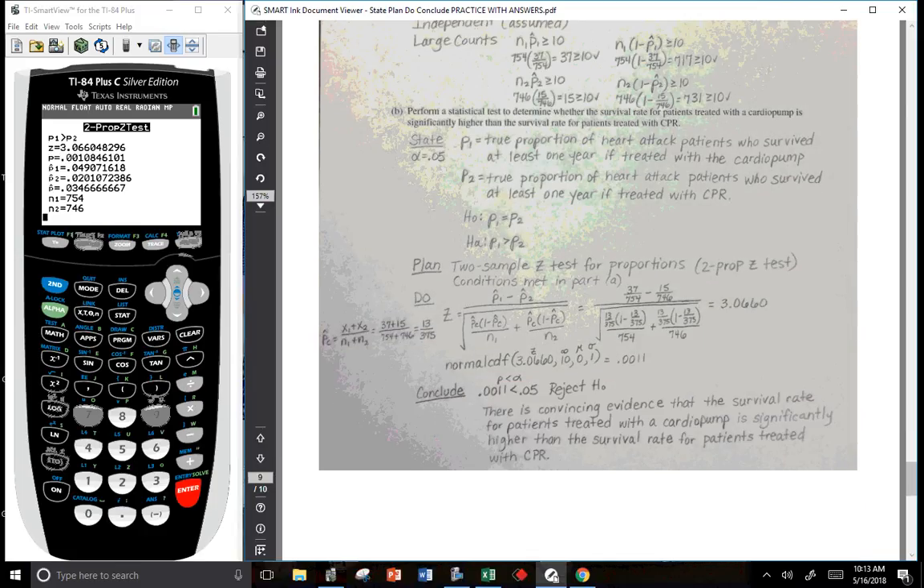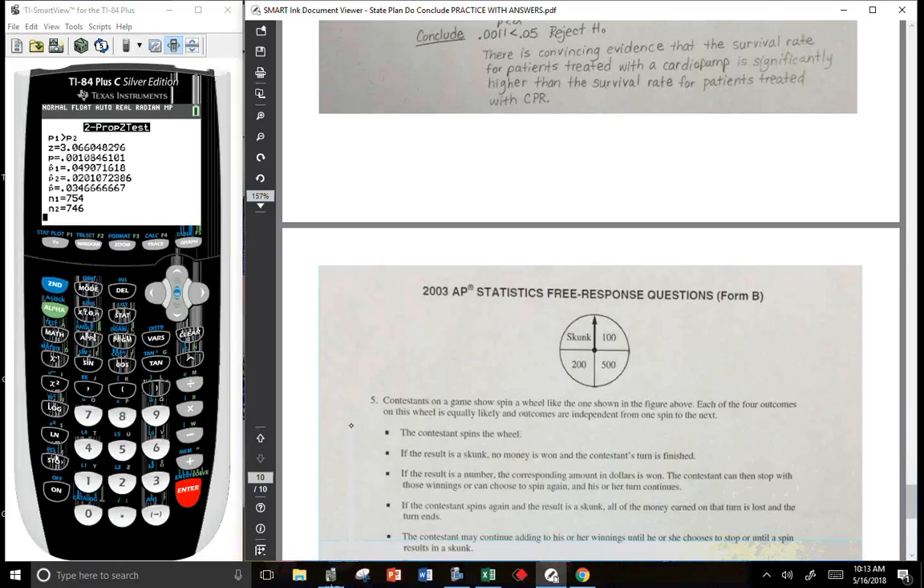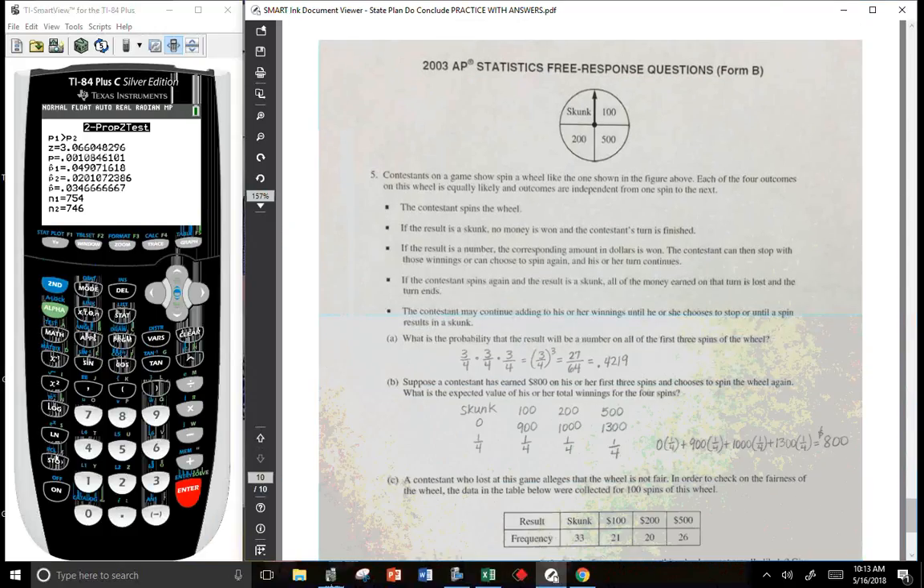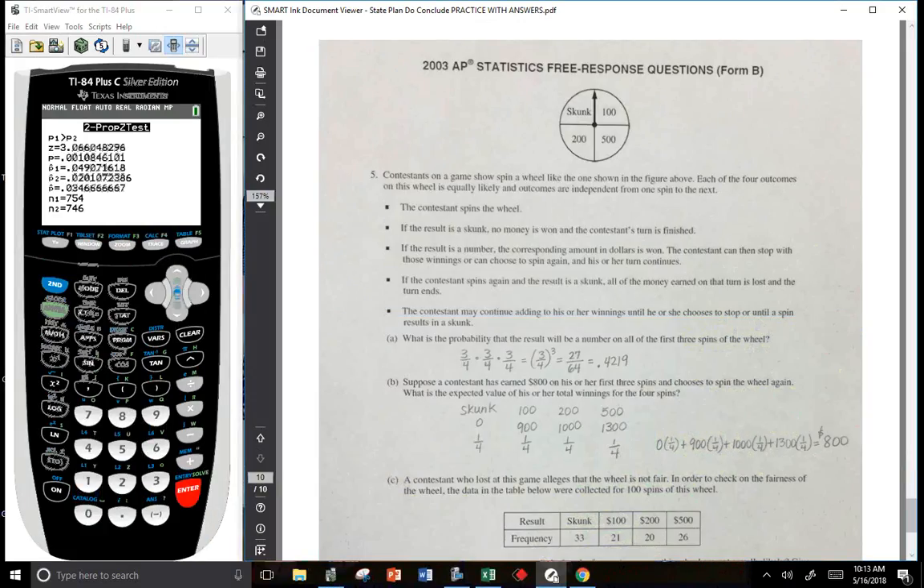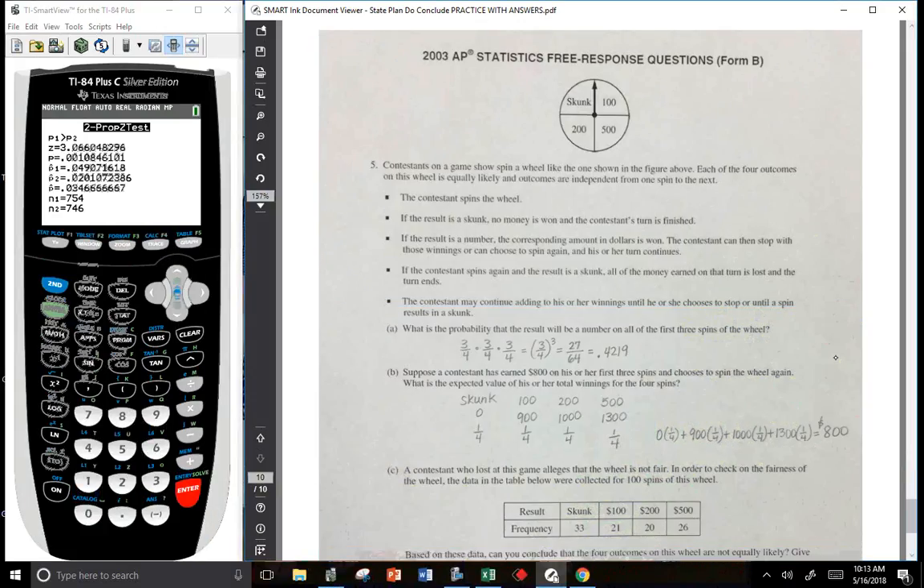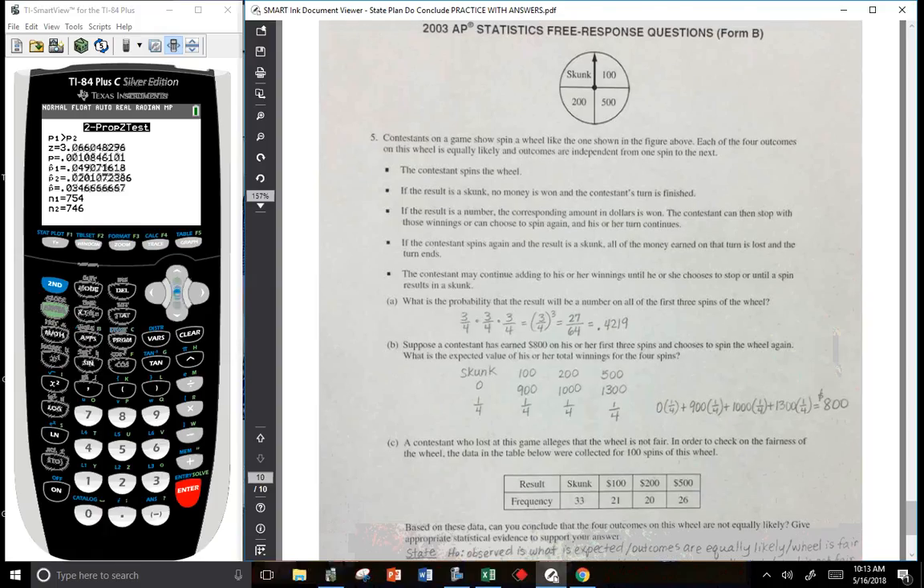I know I do this different every time, right? No, clear it for me. What's going on? Clear list 1. Okay, stat, edit. I shouldn't have done that because I need to clear list 2 still. Anyway, observed is 33, 21, 20, and 26. Expected is 25, 25, 25, 25. Y'all understand my data entry there? Are we good there? I don't care about list 3. I'm not even going to use it.